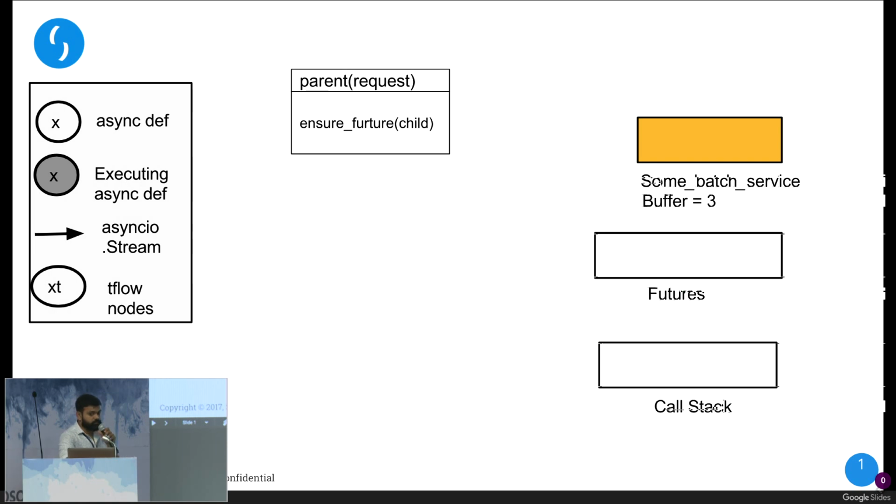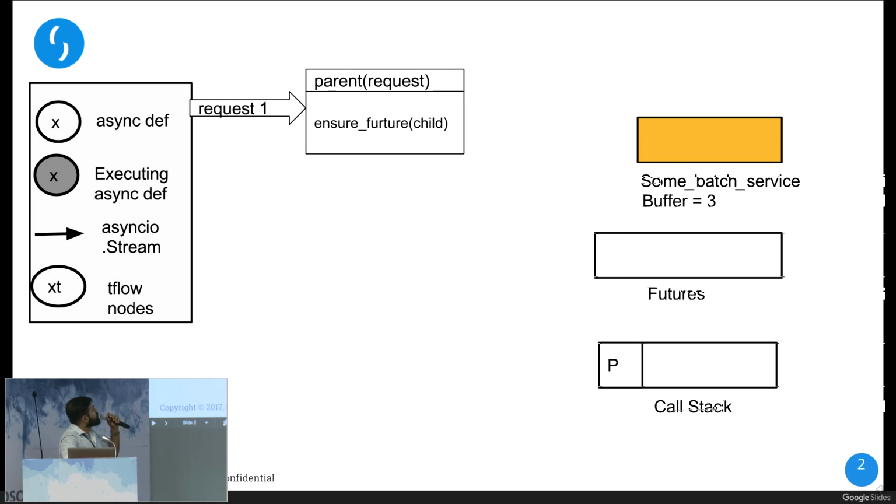Okay, this is the parent request method. It gets a request. First of all, this is a batch service. This is the future, so we'll get to it quickly. And this is the call stack, the Python VM call stack. I'm trying to show how it happens behind the scenes inside Python, using just a simple presentation. So the first request comes in, and one more thing about this batch service: it's set to start processing when the buffer reaches 3. So when it gets 3 samples, it starts its job.